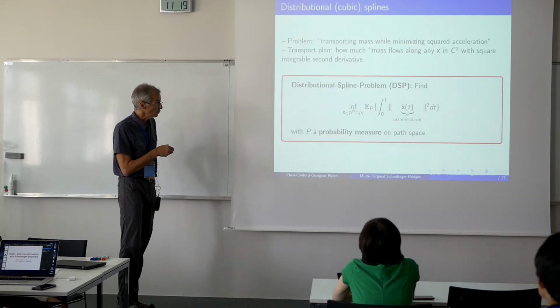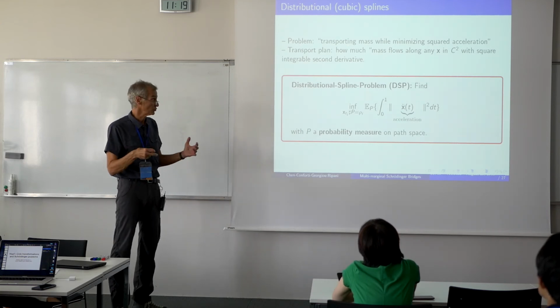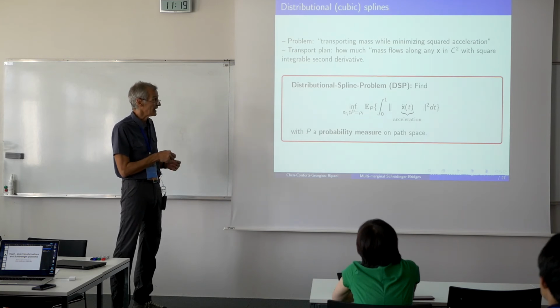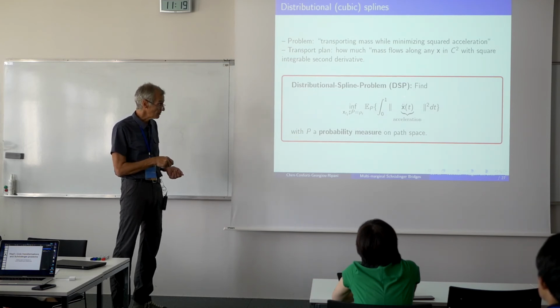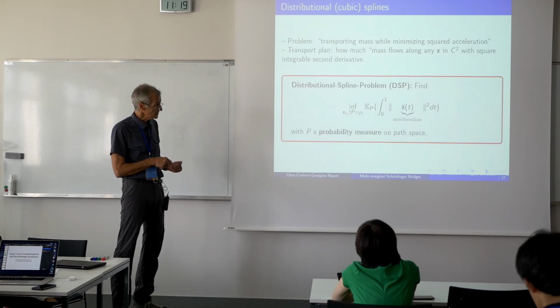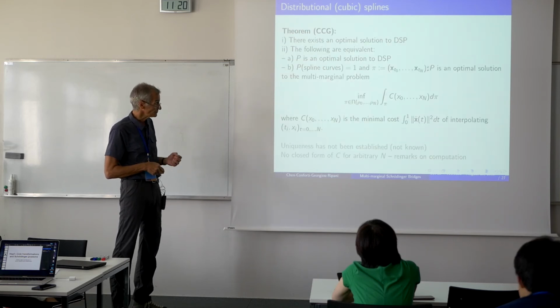So the problem of transporting is, while minimizing squared acceleration, and it generalizes to other, more general dynamics, for example. The transport plan amounts to how much mass flows along C2 curves with square integrable second derivative. So the distributional spline problem is to find exactly this minimizing probability law, right? So the push forward when you stop it at the t_i's has to be rho i's.